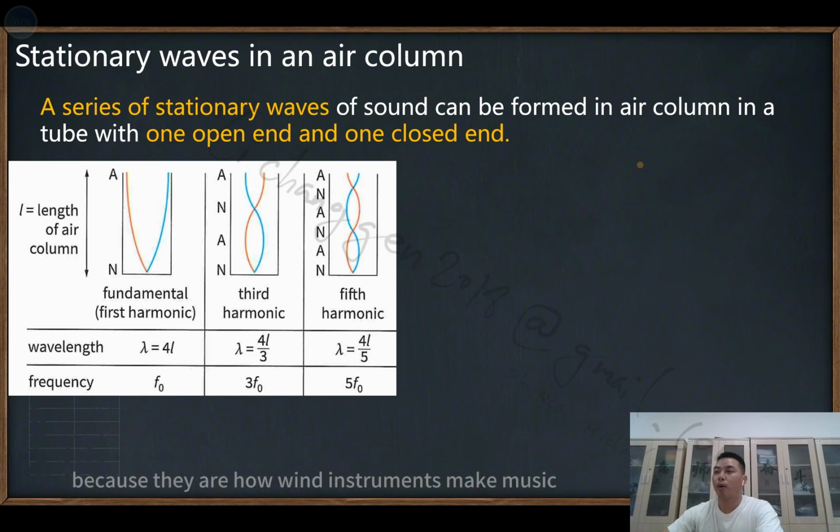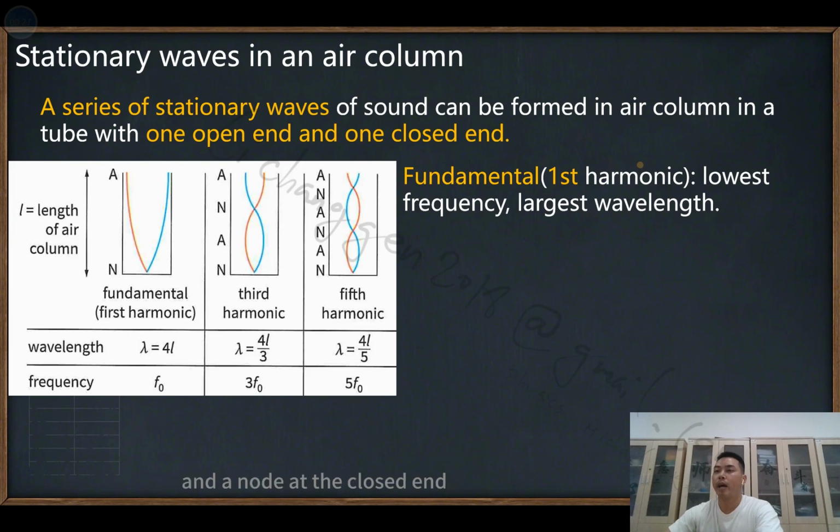Now let's look at stationary waves in air columns. These are fascinating because they are how wind instruments make music. We'll look at a tube with one open end and one closed end. Just like with strings, we have a simplest one called the fundamental, but it has only one half loop with an antinode at the open end and a node at the closed end. And it has a wavelength of 4 times L and a frequency f0. This is also the lowest frequency and the largest wavelength of stationary waves formed in this kind of air column.